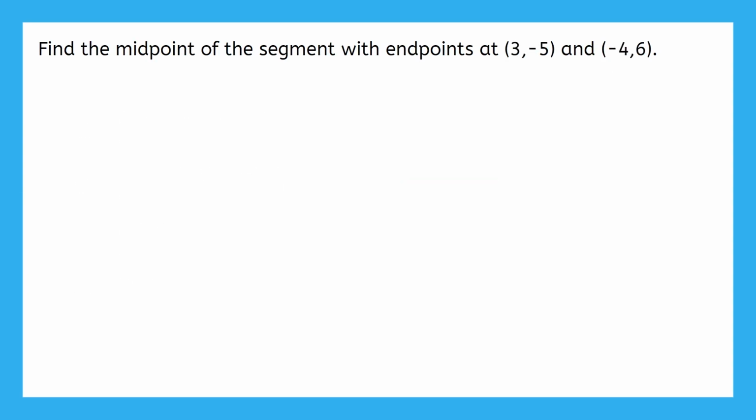Here's one final problem for us to do. It says to find the midpoint of the segment with endpoints at 3, -5 and -4, 6. You may choose to label your points like this and substitute their values in the midpoint formula, or maybe you choose to label your points like this. I want you to choose this time and go ahead and solve this problem yourself. Pause the video now.